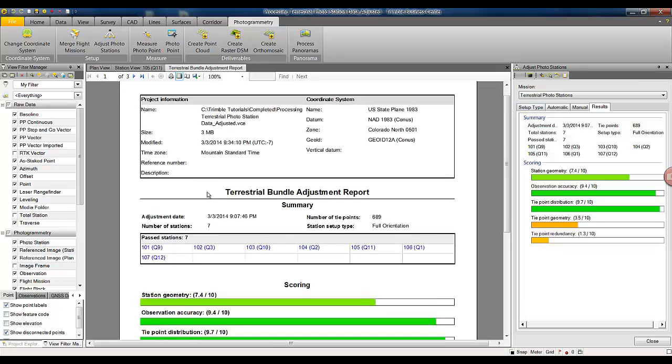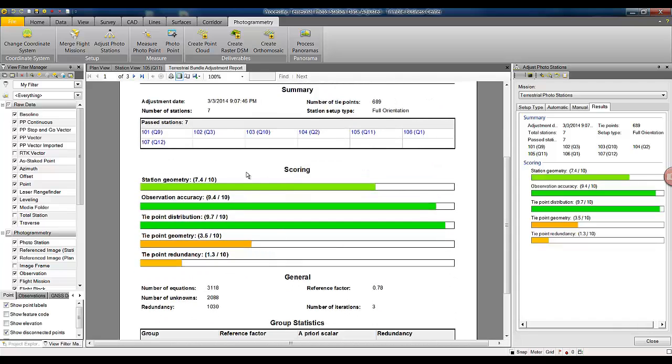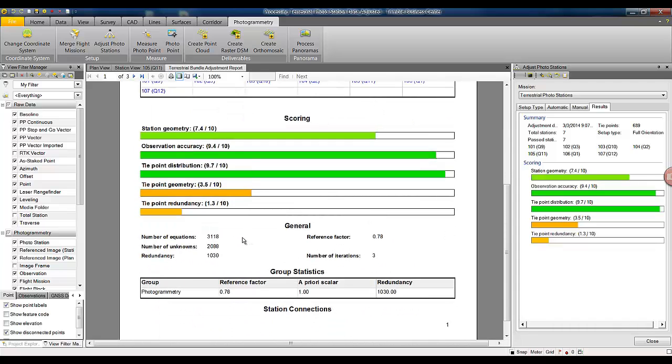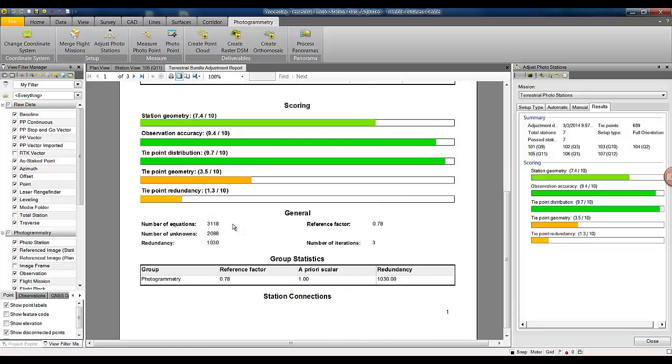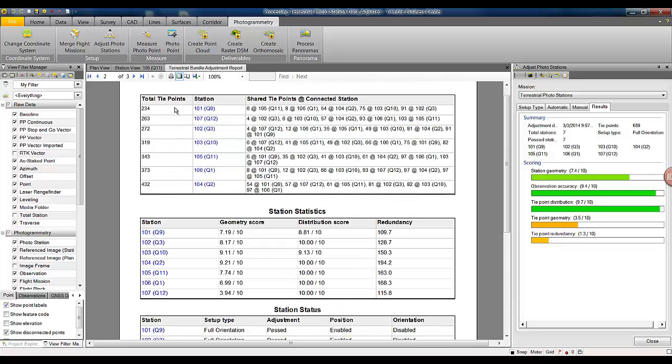Again, in Terrestrial Bundle Adjustment Report, you will find the summary information as well as the scoring information that we just talked about. The general section will contain the number of equations, number of unknowns, and redundancy to compute bundle adjustment. Reference factor refers to the ratio of a posteriori and a priori measurements and number of iterations to compute the bundle adjustment. Under the type point statistics, you will notice number of type points per station as well as the number of shared type points between neighboring stations.